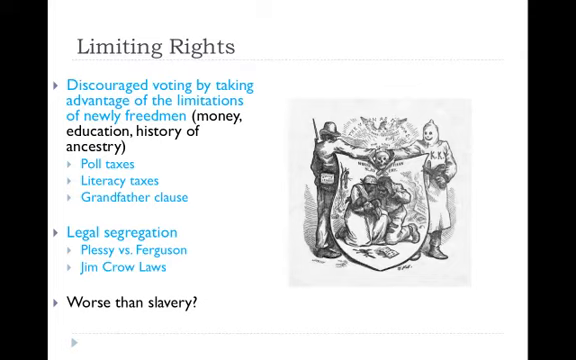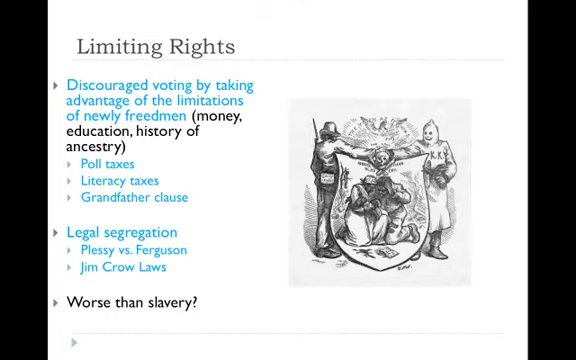There were also segregation laws that went into place that limited where African Americans could go, and also equality among races. Plessy versus Ferguson was a case where an African American was trying to fight the segregation laws, and the Supreme Court upheld them, saying that they could legally segregate based on races. So whites would have one bathroom and African Americans would have another.